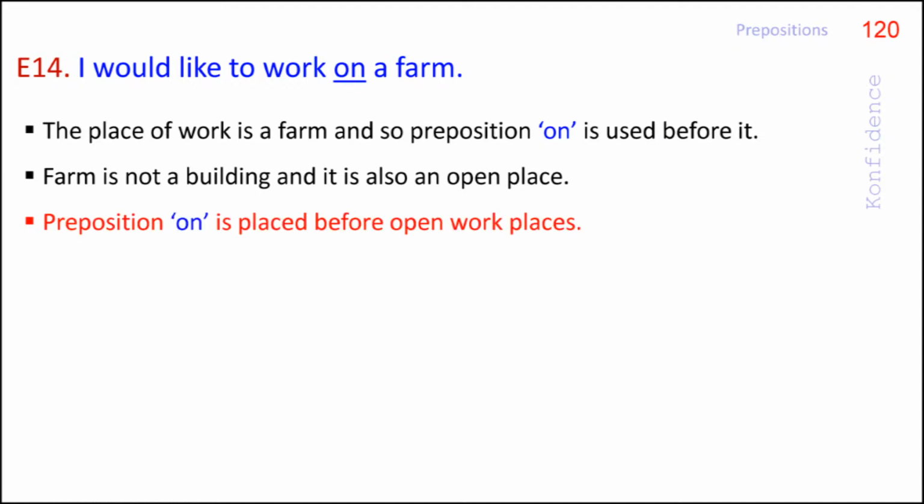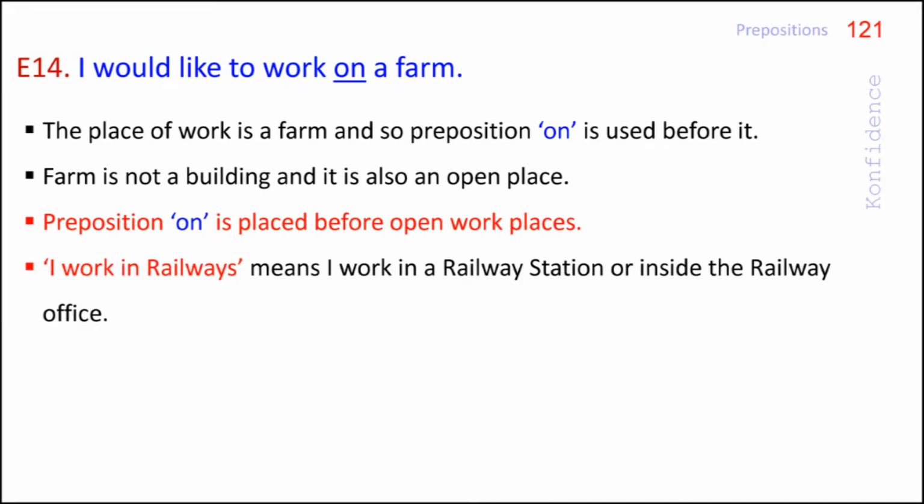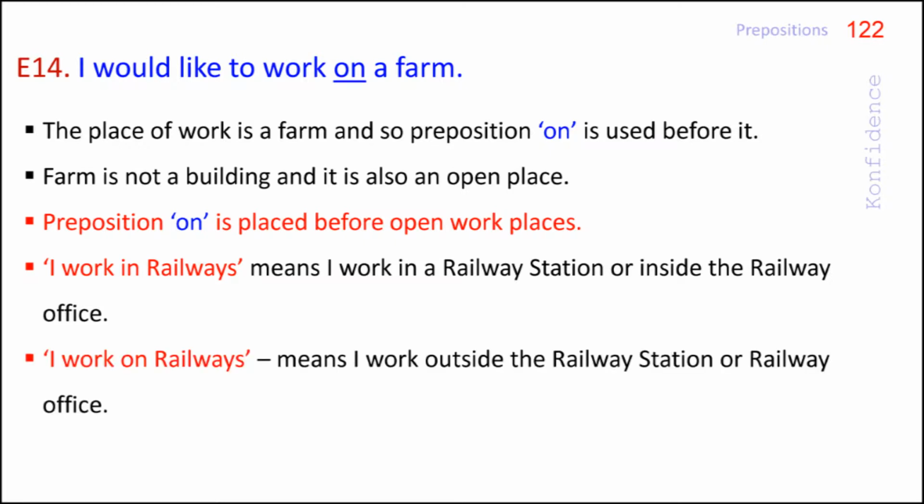Preposition on is placed before open workplaces. So when I say I work in railways, I mean I work in a railway station or inside the railway office. But when I say I work on railways, I mean I work outside the railway station or railway office. I may be a track keeper. Here, we can see that when the preposition changes, even the job itself changes.